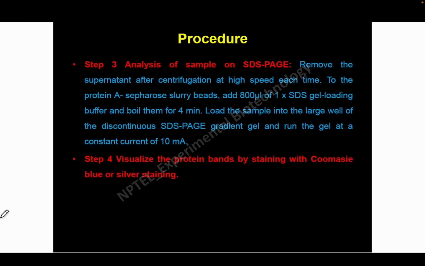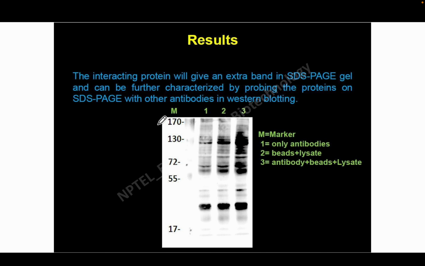Procedure: analysis of sample on SDS-PAGE. Remove the supernatant after centrifugation at high speed. To the protein A Sepharose slurry beads, add 800 microliters of 1x SDS gel loading buffer, and then you make the sample for SDS-PAGE. Visualize the protein bands by staining with Coomassie blue or silver stain. Here you have loaded the marker, lane 1 only antibodies, lane 2 beads plus lysates, and lane 3 antibody plus beads plus lysates. The interacting proteins will give extra bands on SDS-PAGE and can be further characterized by probing the proteins on SDS-PAGE with other antibodies in Western blots.